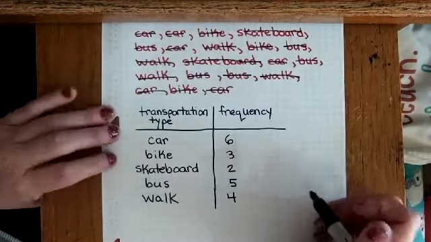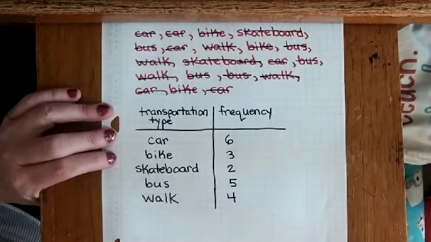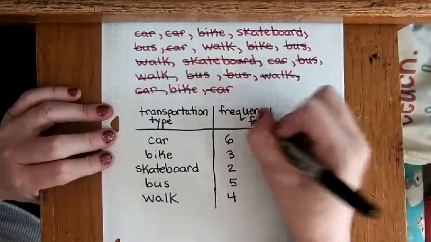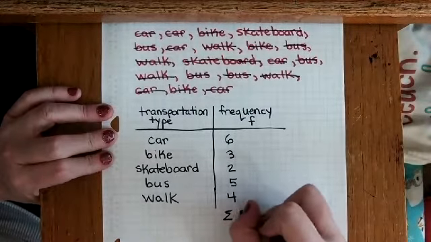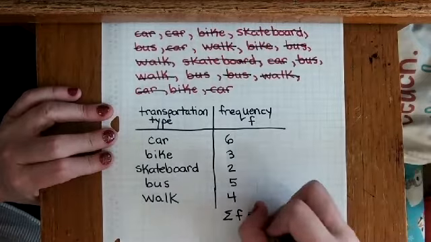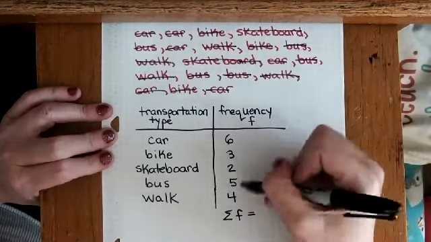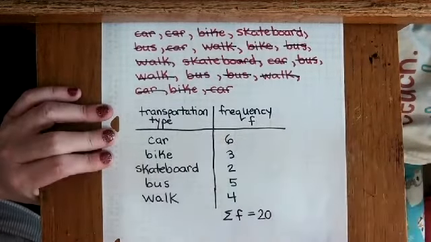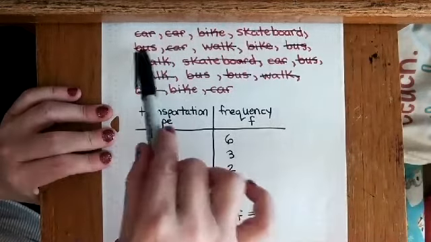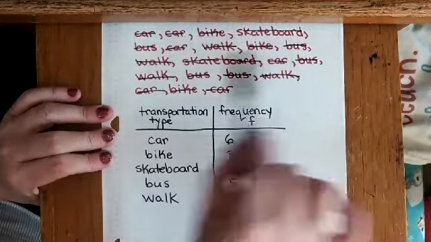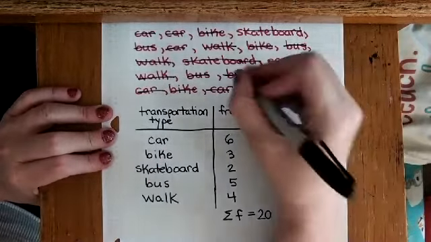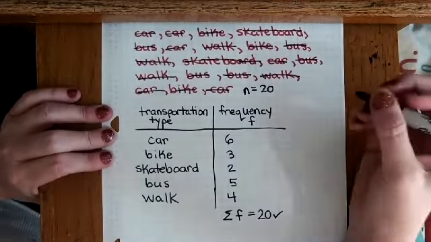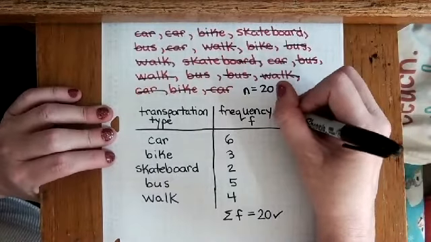Now, one thing we can do to make sure that we've represented every transportation type is to sum the frequency column. If we sum the entries in the frequency column, we get 5, 10, 20 entries. And if we count the number of entries in our list, we have 1, 2, 3, 4, 5, 6, 7, 8, 9, 10, 11, 12, 13, 14, 15, 16, 17, 18, 19, 20. So that checks out.